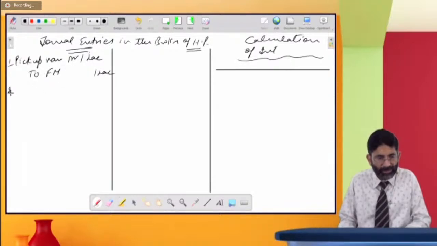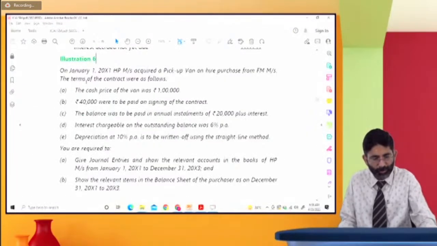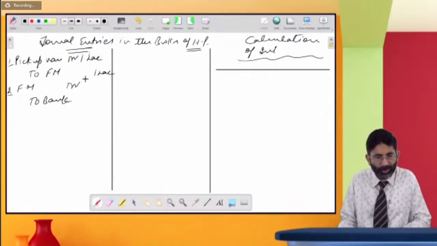First entry. Second entry will be down payment is made. FM debit to bank. Down payment of how much amount is paid? It is 40,000. So the entry is very simple, 40,000. It doesn't include any interest because this is a down payment.